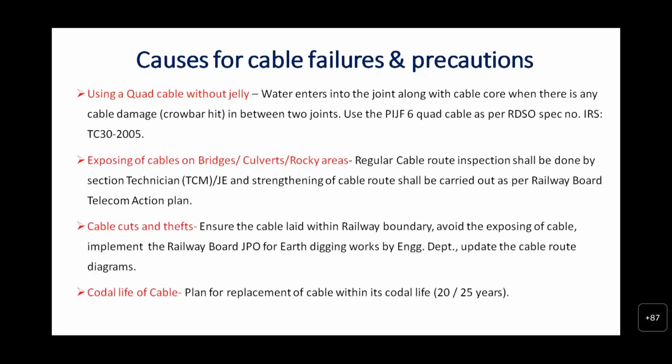Different causes of failures in quad cable. There are some cases of use of quad cable without jelly, where water enters the joint along with the cable core when there is any cable damage due to a crowbar hit between two joints. Use PIJ 6 quad cable as per RDSO spec IRS TC 30 2005, where jelly is provided inside the joint so that the ingress of water can be avoided.